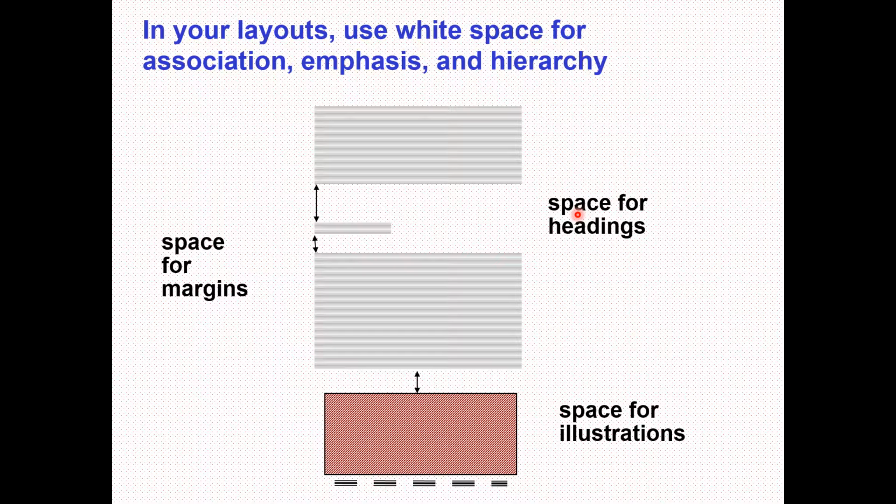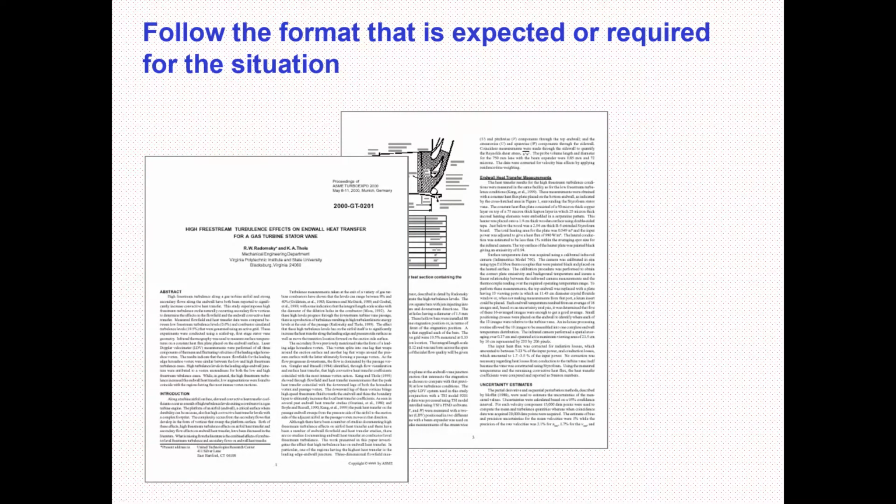Whenever you write scientific documents, in scientific writing you should care about these: what kind of spacing you should leave for heading, for margin, and for the illustrations. So remember all these. Some journals offer their own format where you just cut, copy, paste your data. Normally every journal has its own format, so you have to follow the journal format. So follow the format that is expected or required for the situation.